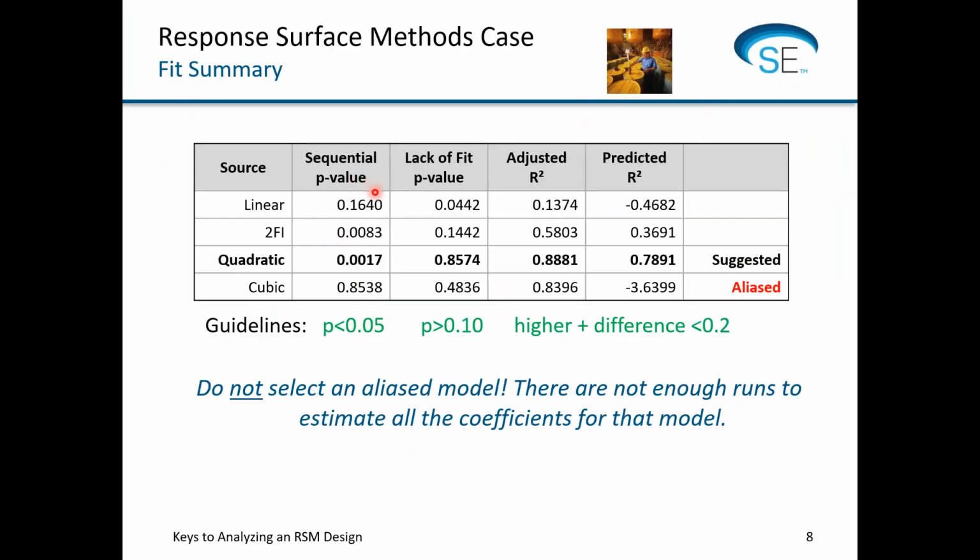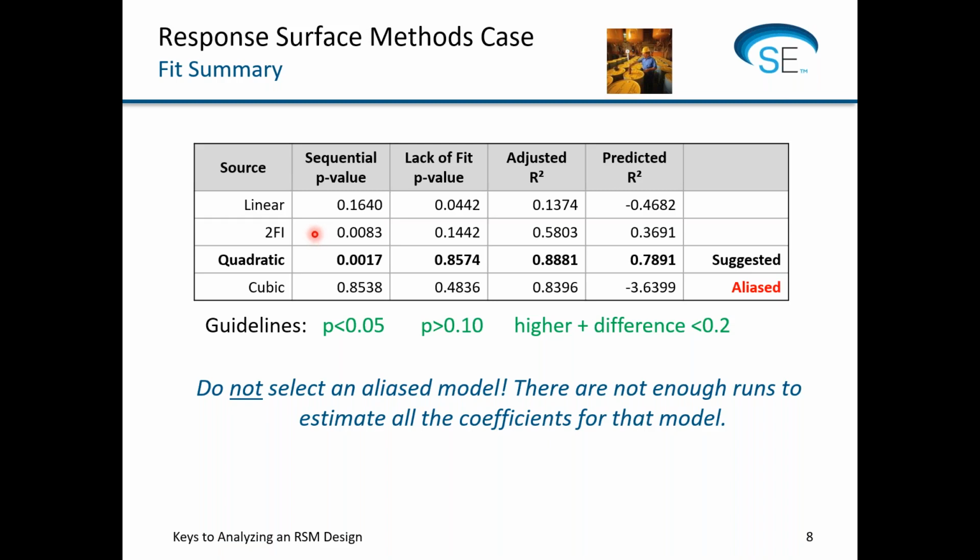We lay out p-values for each of the terms that are in these models. So we look at the linear terms in particular, and we do a test for their significance. And we find out that the linear terms are actually not statistically significant. The guideline is that the p-value should be less than 0.05, and you'll see that the linear terms on their own are not significant.